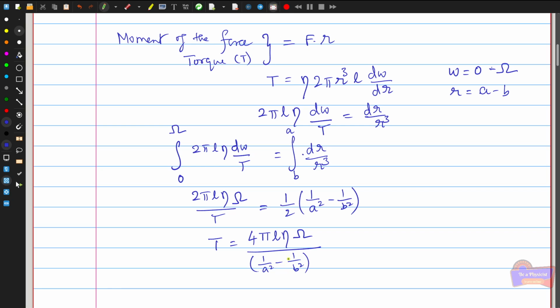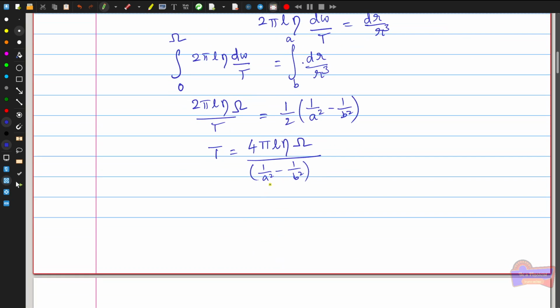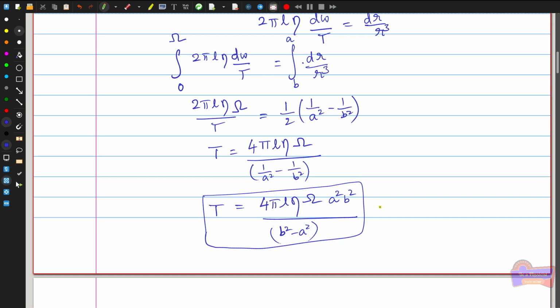And if you take the LCM of this 1 by a squared minus 1 by b squared, I can write this as 4 pi L eta omega a squared into b squared, the whole divided by b squared minus a squared, which is the expression for the torque which we have found, okay, which is taken as equation 1.